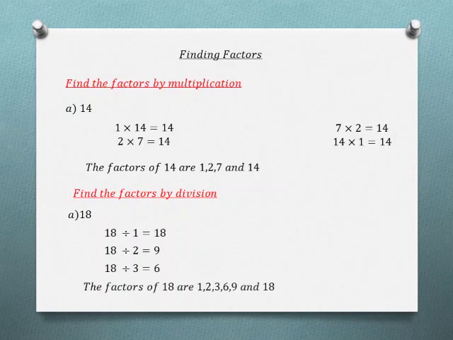So already we got 6 as a factor of 18, so no need to repeat the same again. The factors of 18 are 1, 2, 3, 6, 9 and 18. 18 divided by 9 is 2, 18 divided by 6 is 3. Already we got these factors, so no need to repeat the same numbers again. We can stop here. Both the methods are easy, we only have to practice more.